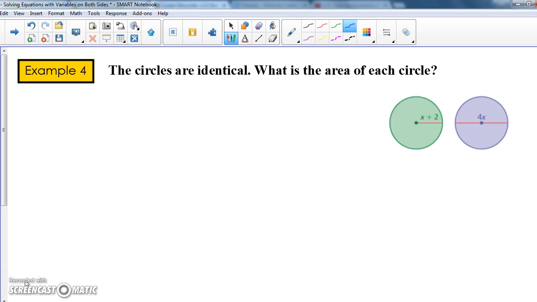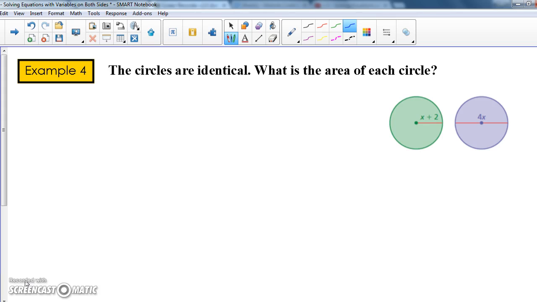We're going to take a look at the second half of this lesson. Example 4 says the circles are identical. What's the area of each circle? Alright, so if the circles are identical, that means that each part of the circle is identical to the same part in the other circle.